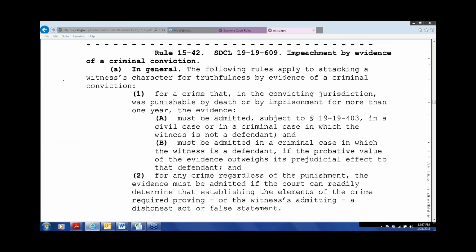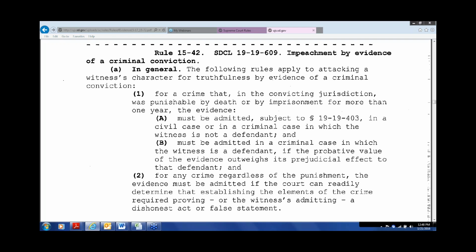South Dakota, along with many, many other states, did not adopt originally the language of the federal rules dealing with impeachment of witnesses with prior convictions. South Dakota's rule provided that the probative value of the prior conviction had to exceed its prejudicial effect for the defendant and for witnesses. So there was discretion on whether to admit it. And also, if you had a prior for dishonesty or false statement, there was discretion whether to admit that. That was 609 as it first existed.